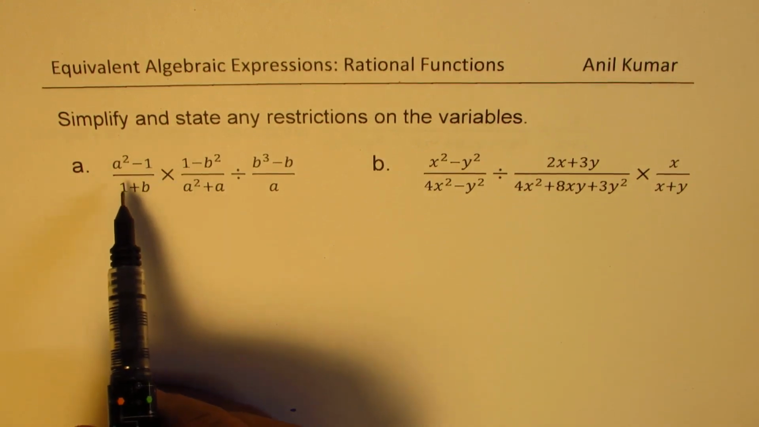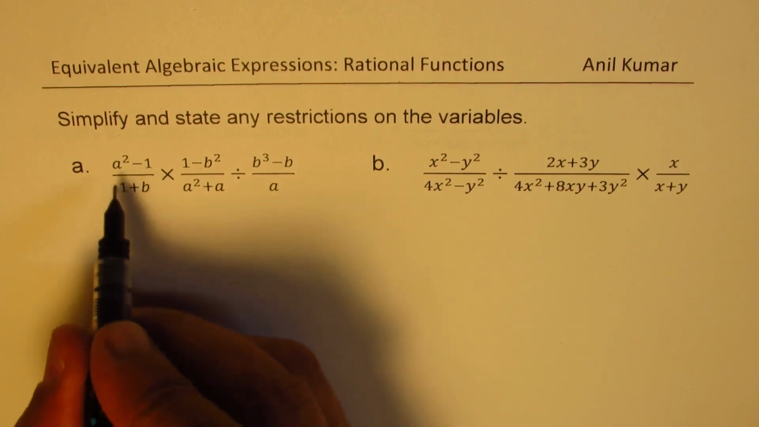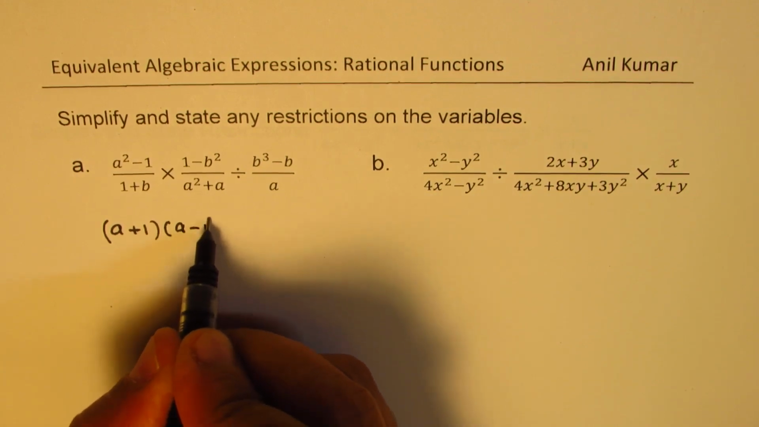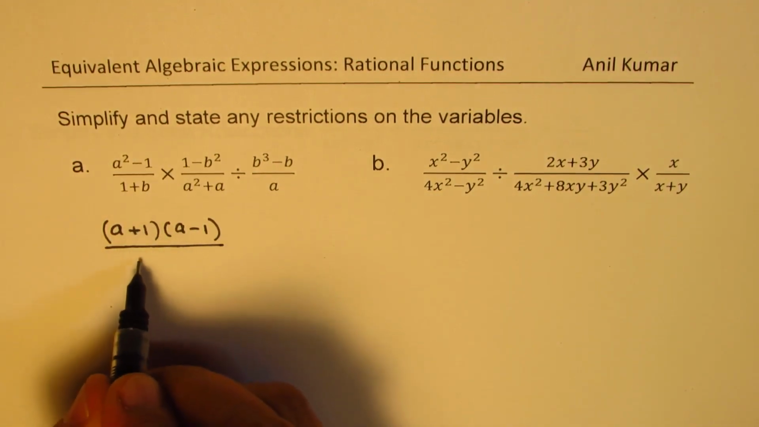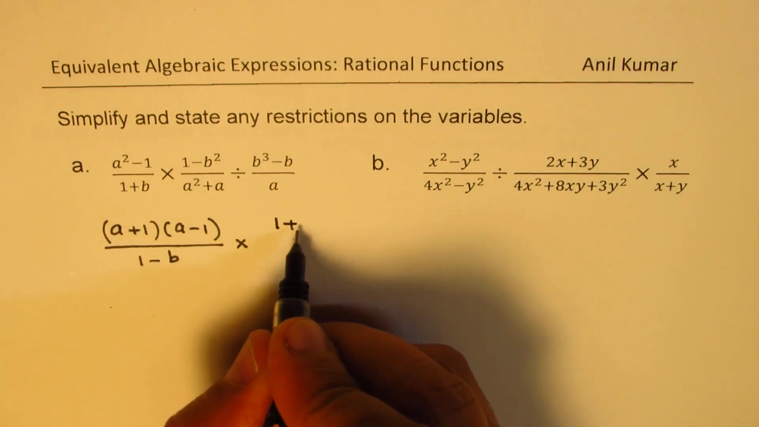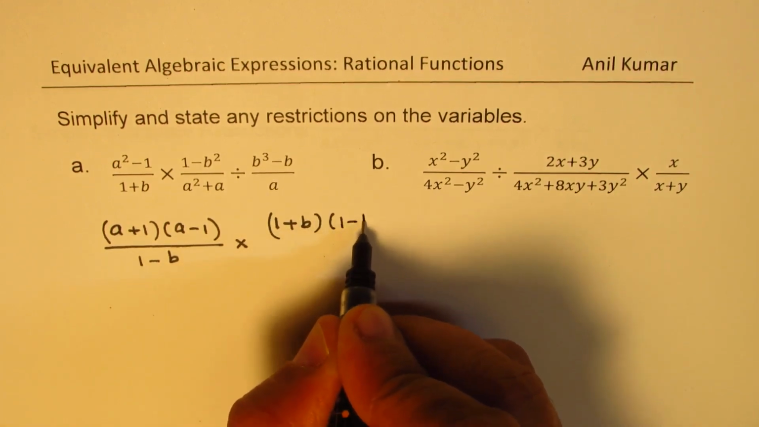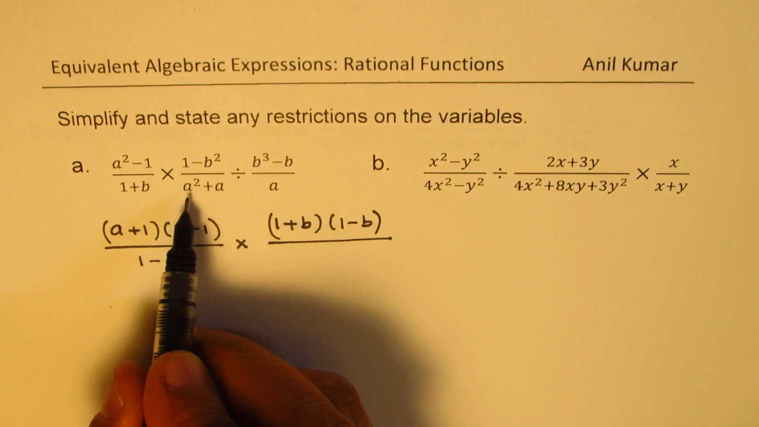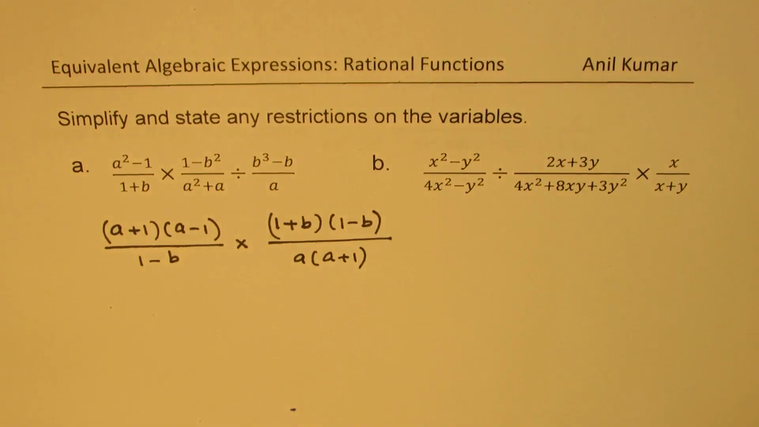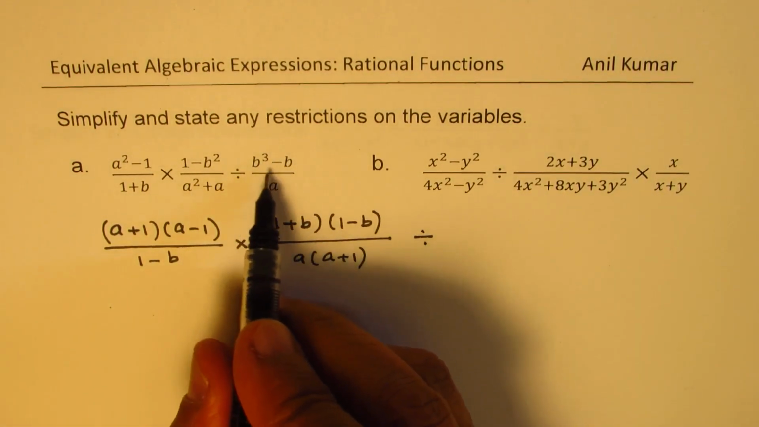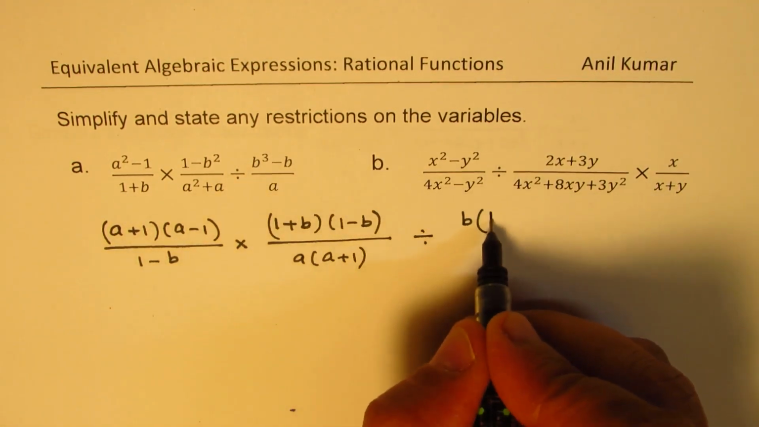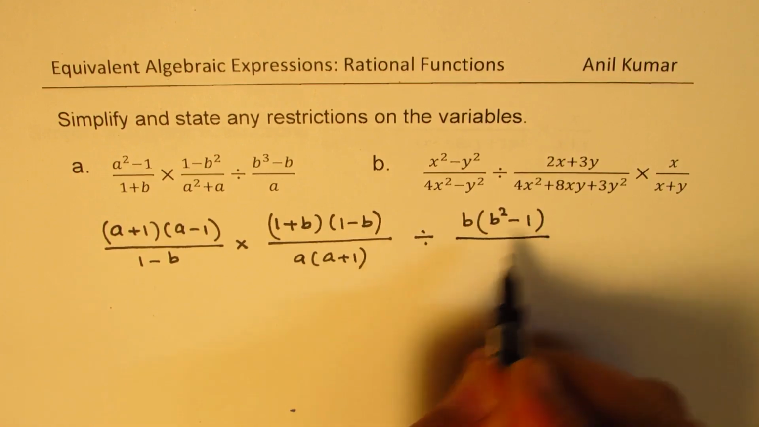So let's begin with part A first. We are given a square minus 1. It could be factored as (a plus 1) times (a minus 1), right? Denominator is 1 minus b times (1 minus b square), which can be written as (1 plus b) times (1 minus b), divided by, here we can take a common, so we get a plus 1 as the other factor. Then we have divided by b cube minus b. So we can take b common, right? So we get (b square minus 1) over a.